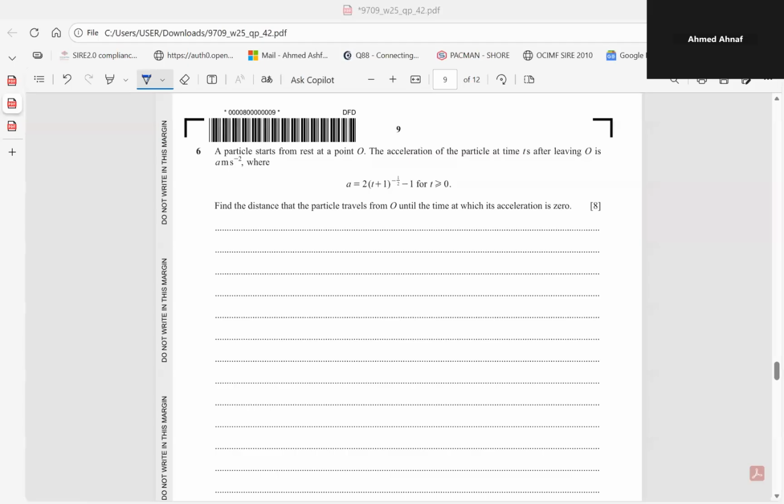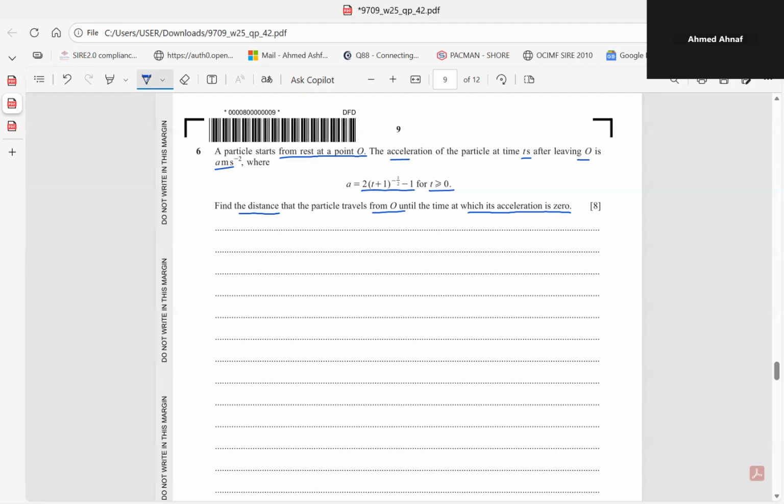Okay, so for this question, we are told that a particle starts from rest at a point O, and the acceleration of the particle at time t seconds after leaving O is a meters per second squared, where a is equal to this, for t more than or equal to 0. So using this, we need to find the distance, not the displacement, that the particle travels from O until the time at which its acceleration is zero.